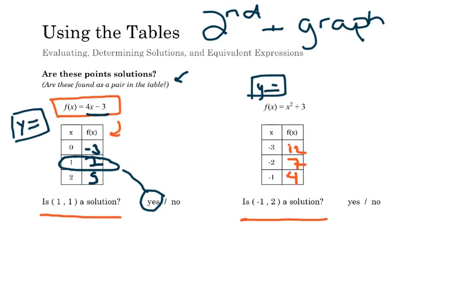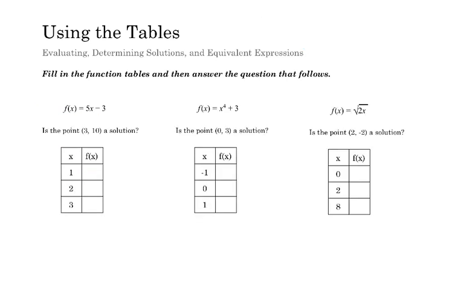Is -1, 2 a solution? Do I see -1 and 2 as a pair in that table? Well, I see -1, 4, so -1, 2 is not a solution. You'll do that again for each of these on this next page.